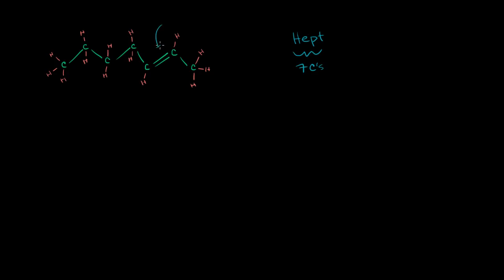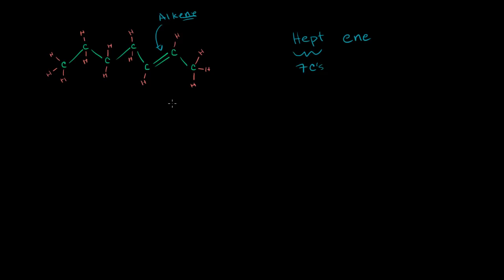So this tells us right here that we're dealing with an alkene, not an alkane. If you have a double bond, it's an alkene. Triple bond, alkyne. We'll talk about that in future videos. So this is hept, and we'll put an ene here, but we haven't specified where the double bond is, and we haven't numbered our carbons.